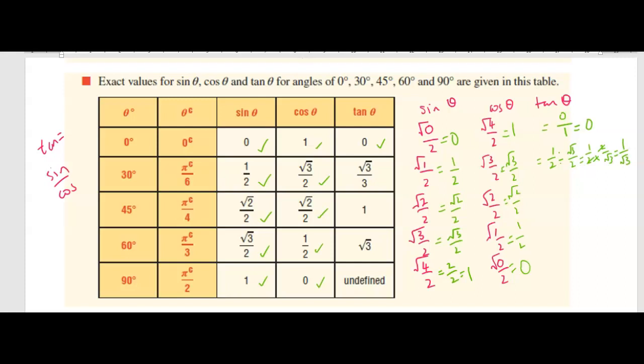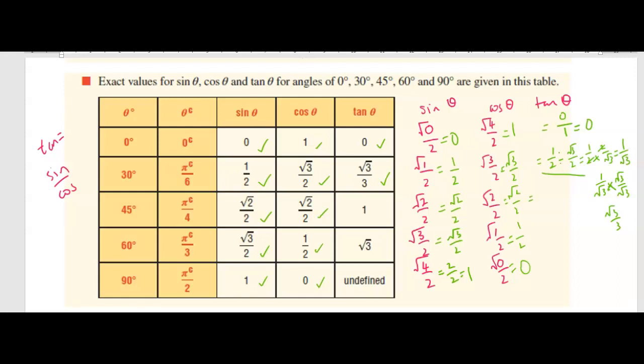where did I go wrong? Oh, sorry, didn't go wrong anywhere. 1 on root 3 is the same as root 3 on 3, but we just rationalize the denominator. So when you have a root 3 in your denominator, just multiply it by root 3 over root 3. Whoops. And then you're left with root 3 on 3. So that's how we get root 3 on 3 there.